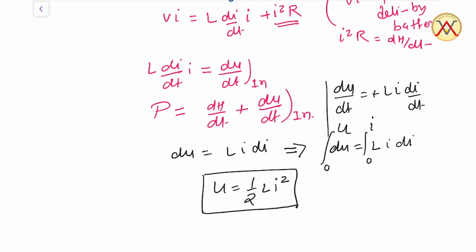Overall, in the current growth circuit, we have found that the current increases exponentially, and after a long time the current becomes constant and the EMF in the inductor becomes 0.